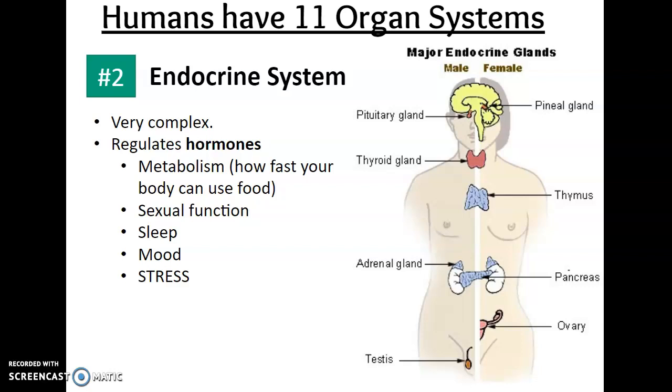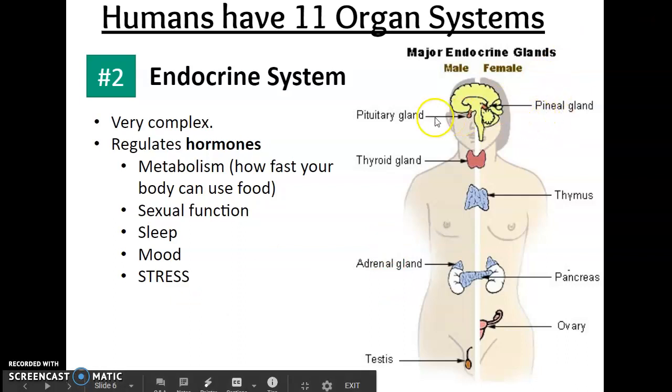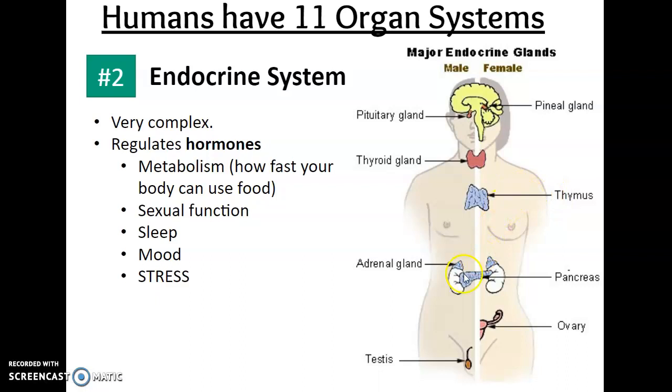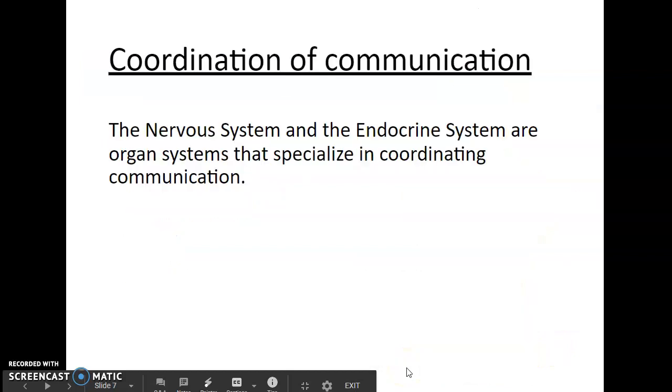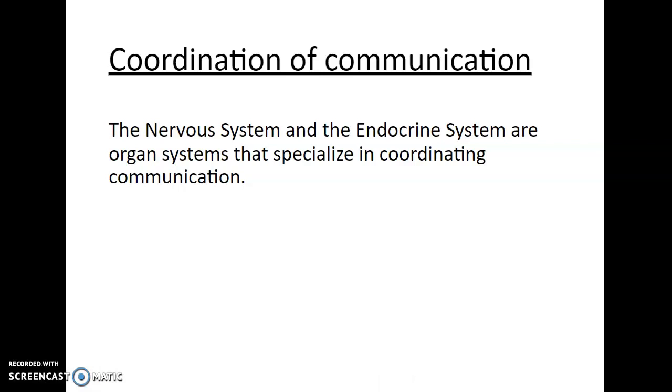You can see here the major endocrine glands in the body would range from the pineal gland, the pituitary gland, the thyroid gland, the thymus, the adrenal glands, the pancreas, and in women, the ovaries, and in men, the testes. So the coordination of communication. So the nervous system and the endocrine system are the organ systems that specialize in coordinating communication.